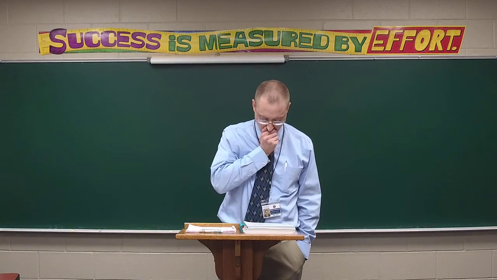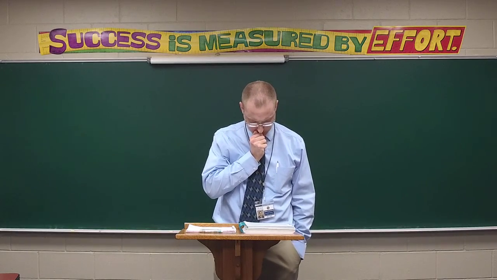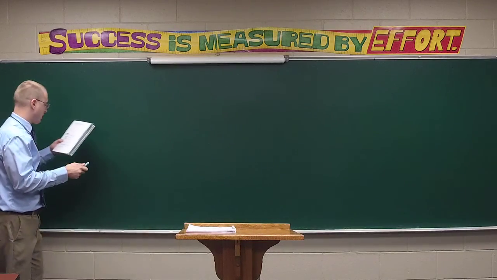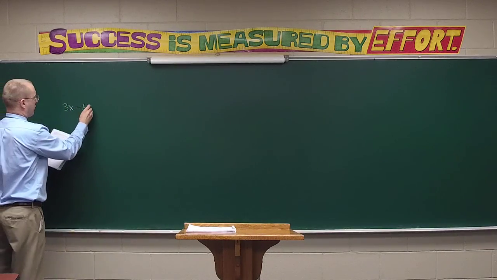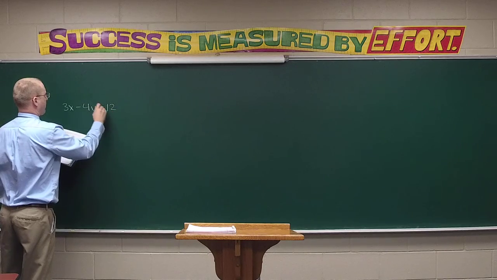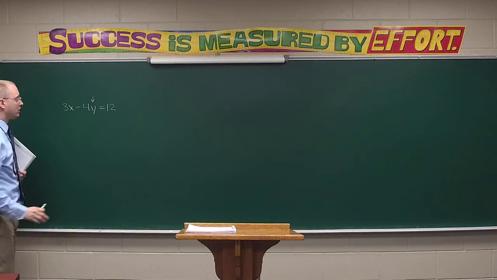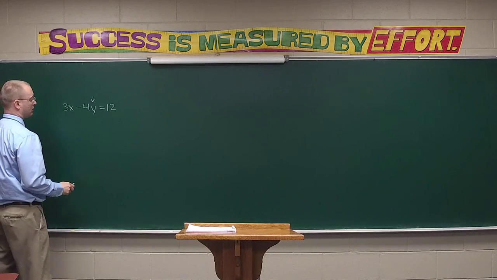Y equals -3/4 x plus 3. All right, let's take a look here. We had 3x minus 4y equals 12. And if I want to get the y by itself, walk me through, what did you do? You have the 3x as negative.